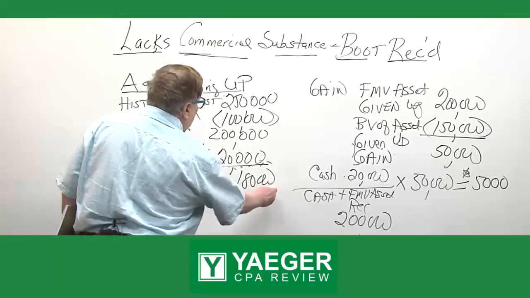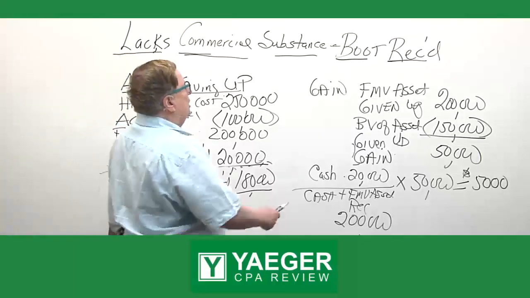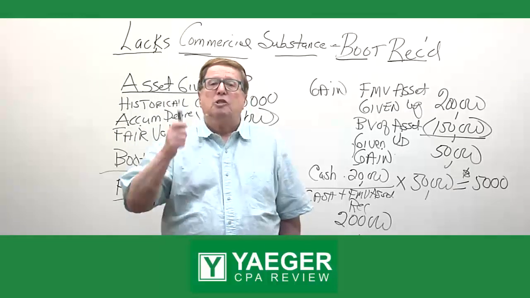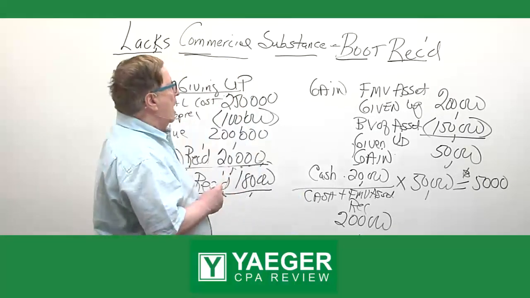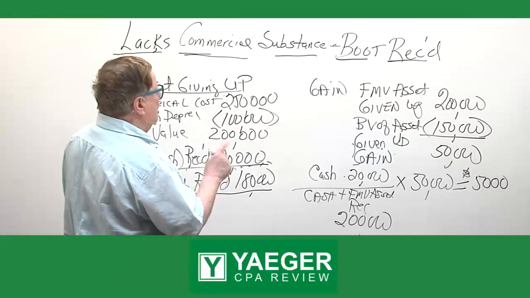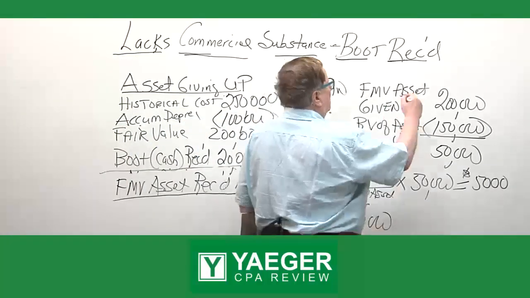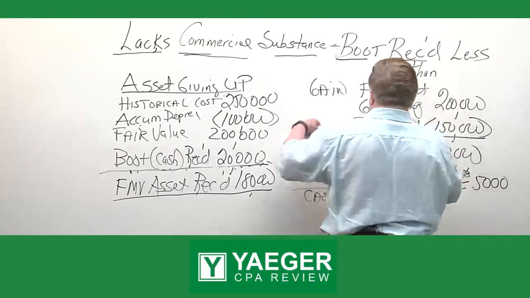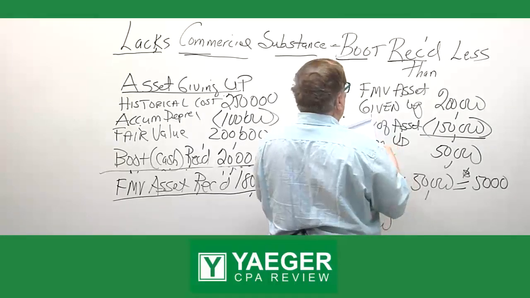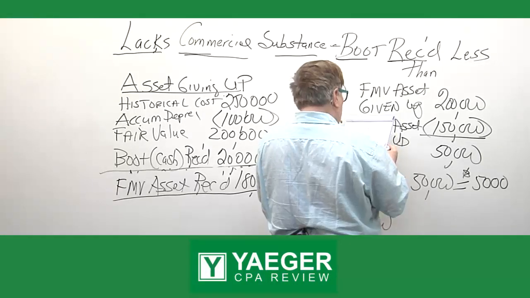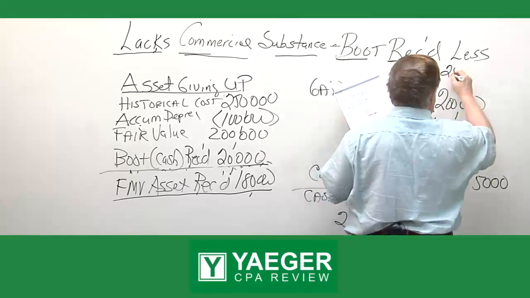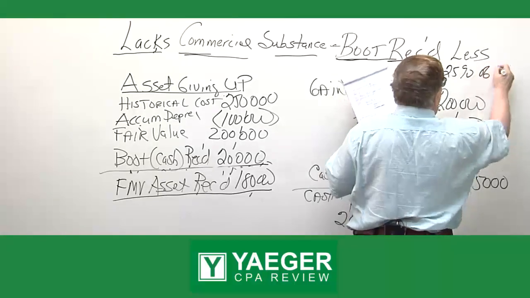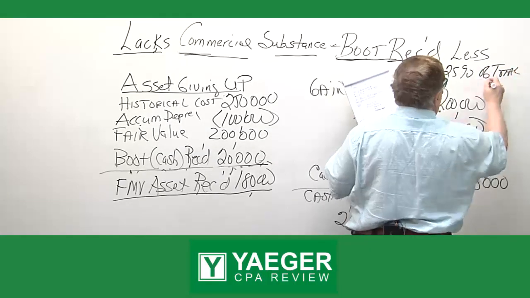All right, now let's make the journal entry for this. By the way, if boot is paid, remember all the gain is deferred. Remember that? Now this rule also applies if the boot received has to be less than 25%. The boot received has to be less than 25% of the total consideration received.